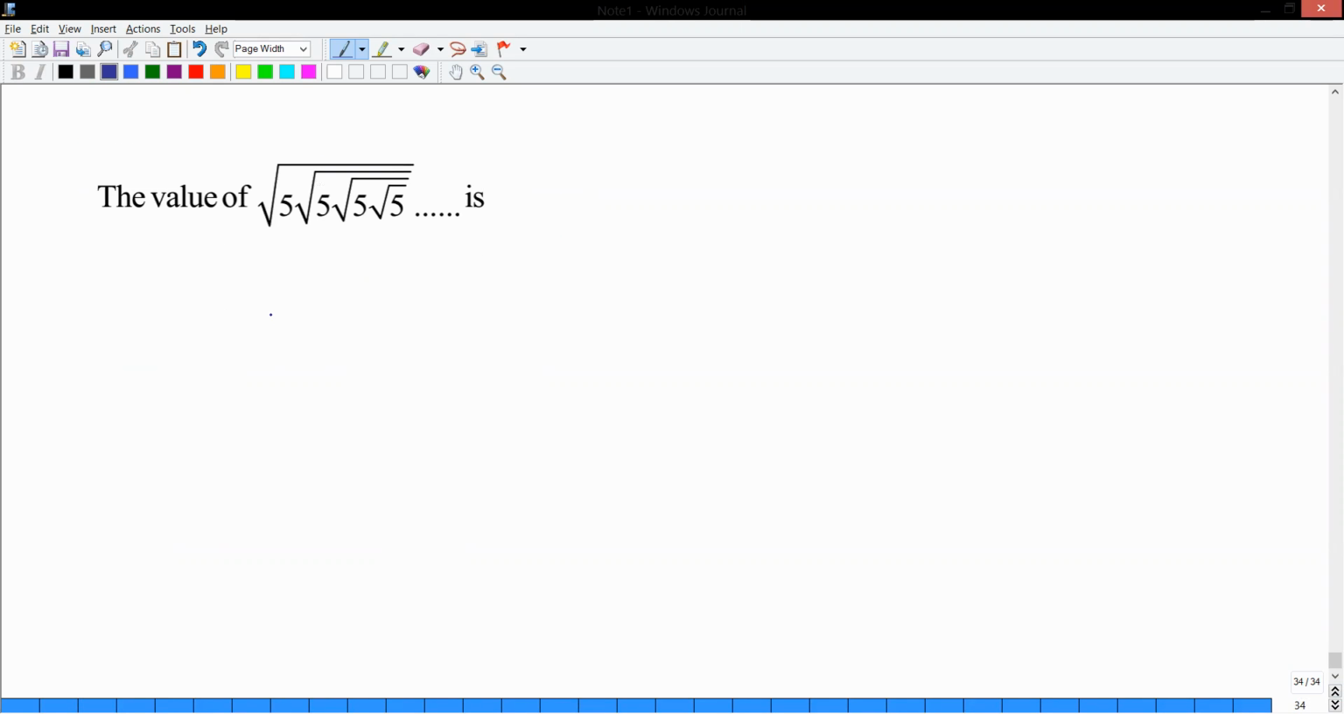You know what happens when you have root of a, and under that again root of a, under root of a, and so on. We know very well: the root of a to root of a, the answer is a only. So this also, the answer is 5.